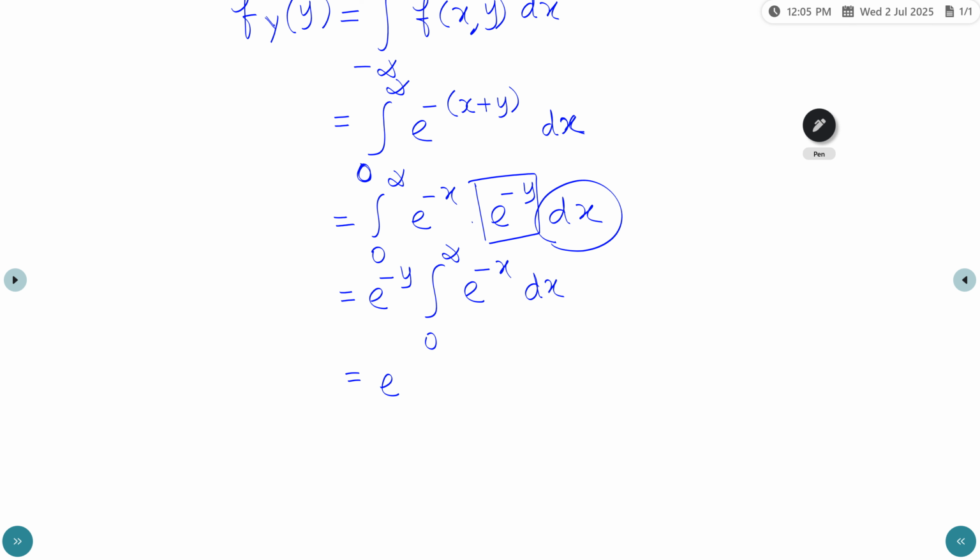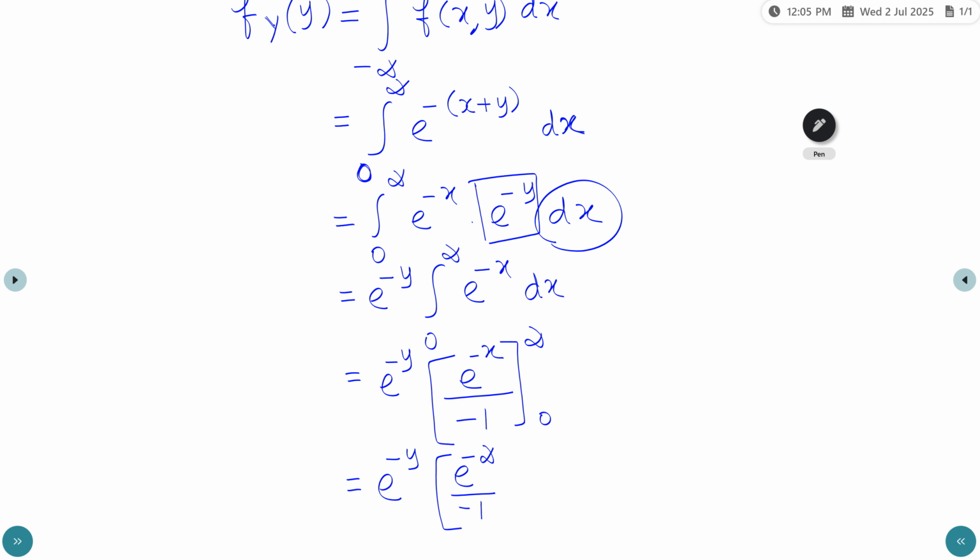So e power minus y. Integration of e power minus x is e power minus x divided by the coefficient of x, that is minus 1, with upper limit infinity and lower limit 0. So e power minus y into e power minus infinity by minus 1 minus lower limit e power 0 by minus 1.